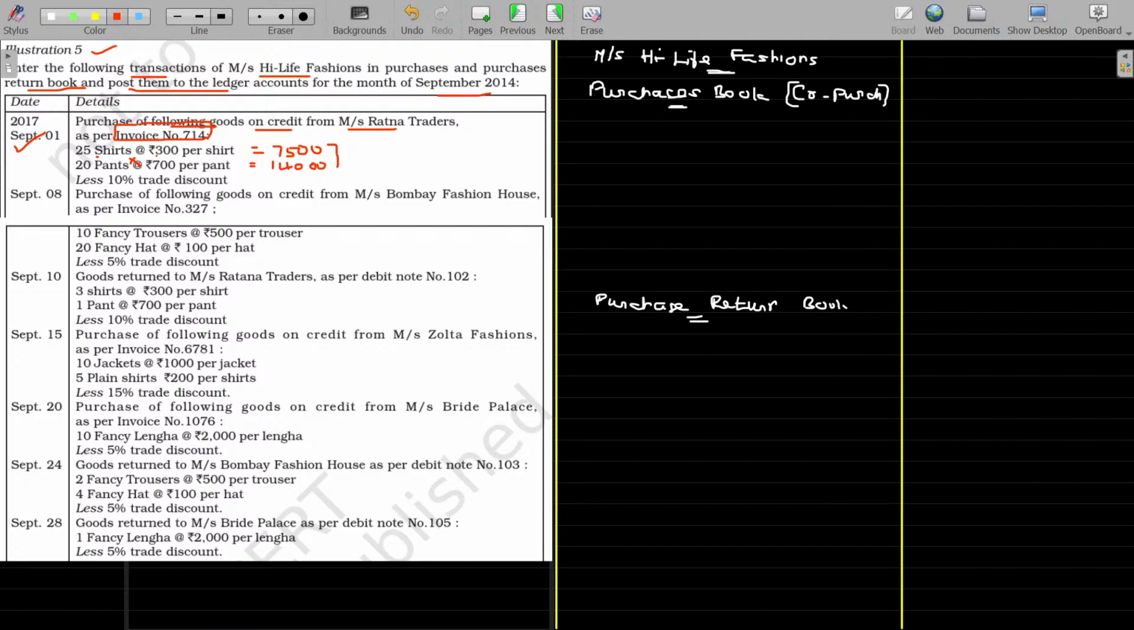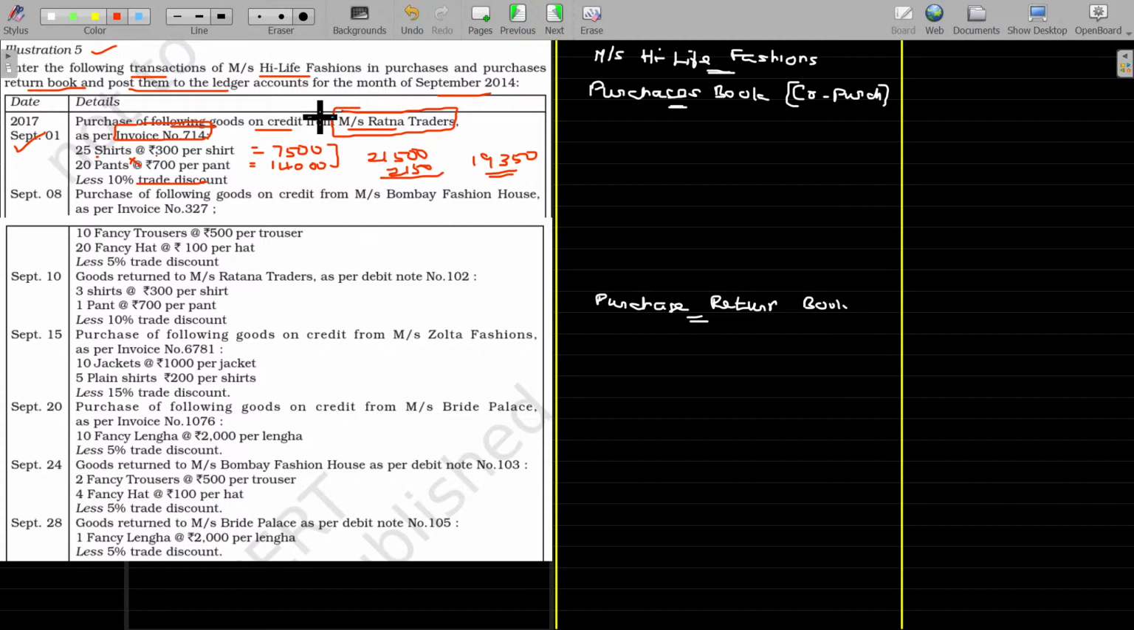So the overall value being 21,500, and there is a trade discount that should always be subtracted. 2,150 should be subtracted. Then 19,350 will be the final value. The 19,350 should be payable to Mrs. Ratna Traders as it is in credit.